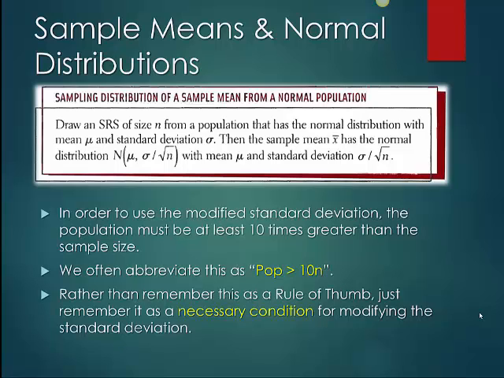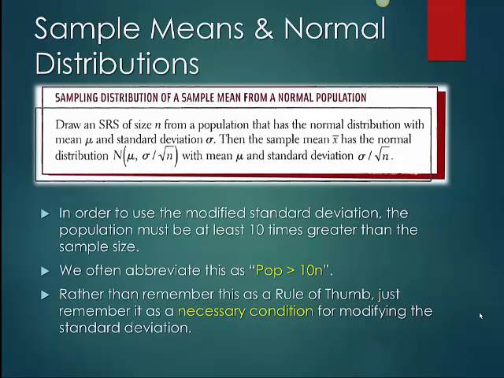Sampling distribution, this screen is mainly for the notation part of it. When it is normal, we note that the mean is mu, and that the standard deviation has been modified. It's sigma over the square root of n. So note the notation for this. It's N parentheses mu, comma sigma over the square root of n. In order to use this, remember the population has to be 10 times greater than the sample size, and we often abbreviate that as POP.